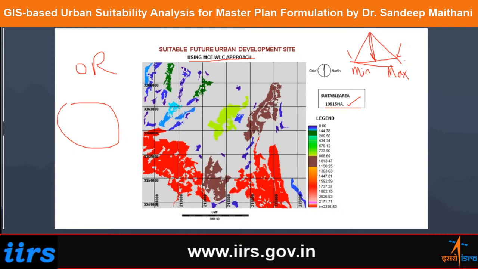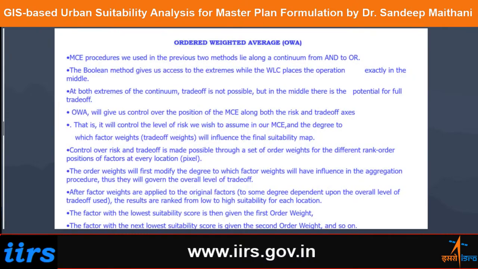When you follow a weighted linear approach, you try to settle somewhere in between, and you can also incorporate various human decisions in between. So the MCE procedure used in the previous two methods lies along a continuum of AND or OR. The Boolean methods, AND and OR, are called Boolean operators. I think you must have studied them somewhere in your 12th class, or later in your bachelor's also. They give access to the extremes, while the weighted linear combination comes in the middle.